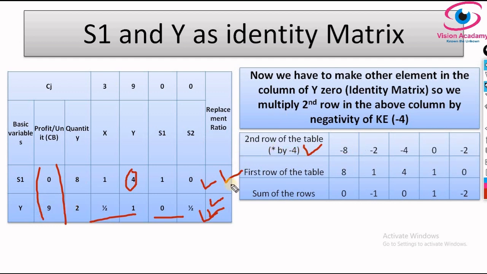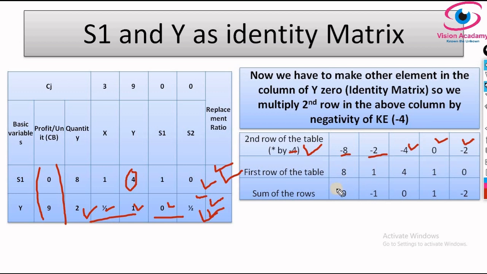Now the second row: 2 into minus 4 is minus 8. 1 by 2 into minus 4 is half of it, minus 2. 1 into minus 4 is minus 4. 0 into minus 4 is 0. 1 by 2 into minus 4 is also minus 2. After this we have to consider the first row. The first row, as it is the S1 constraint, I have considered as it is.